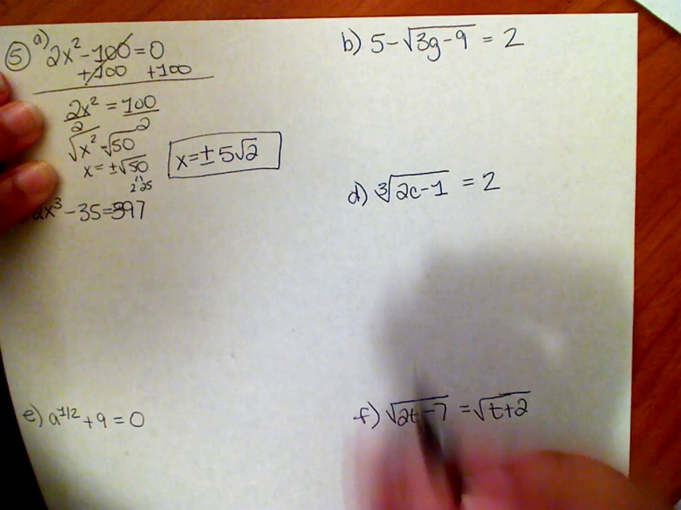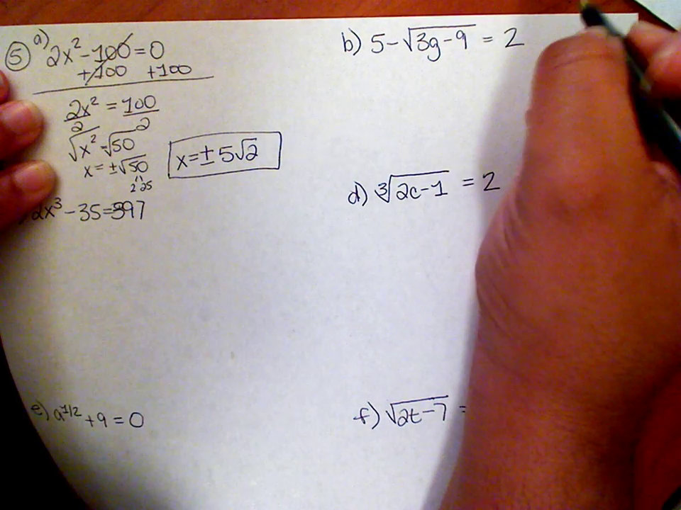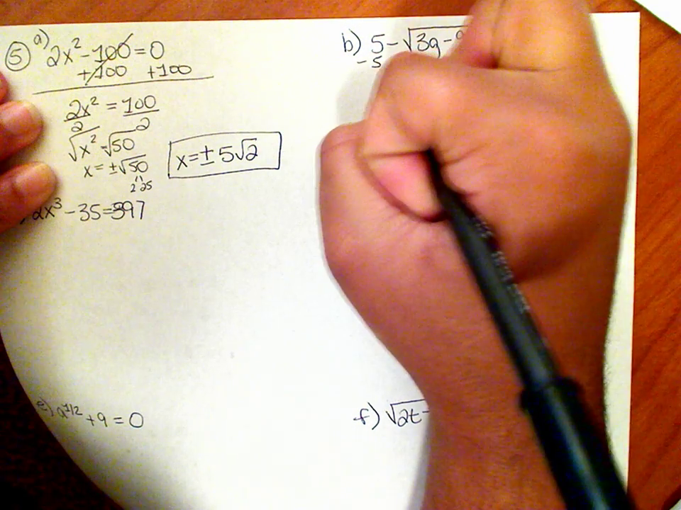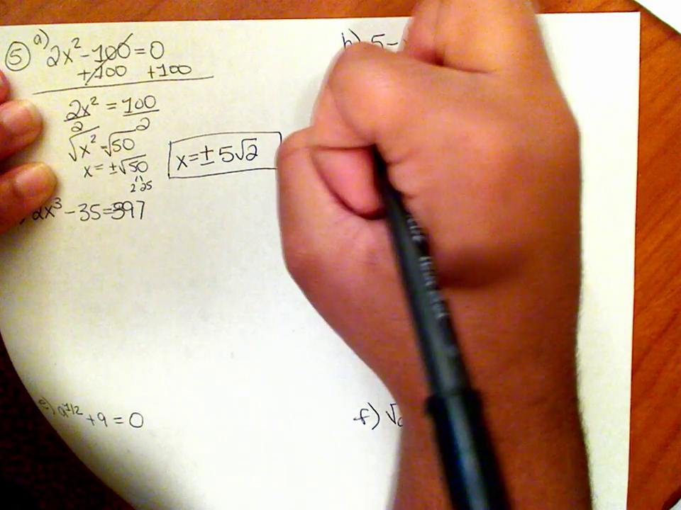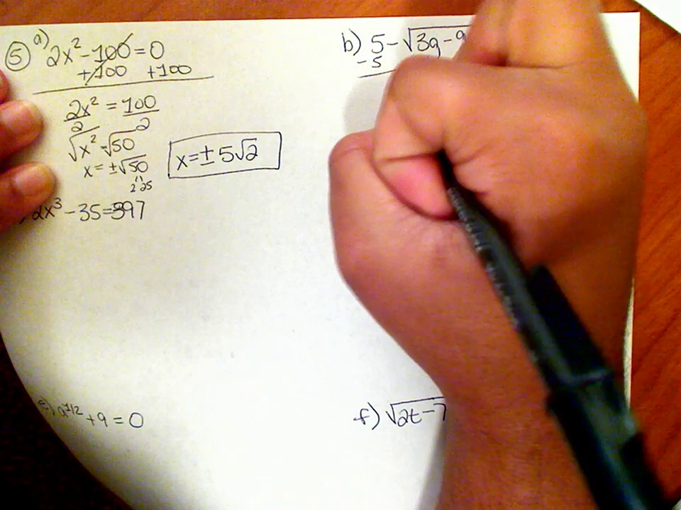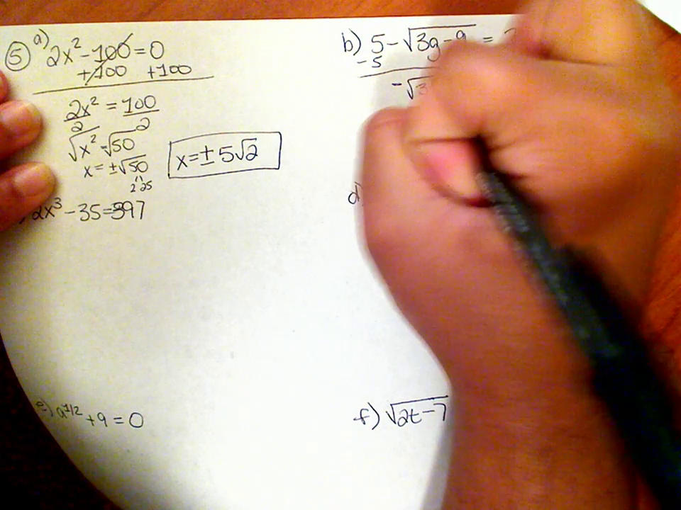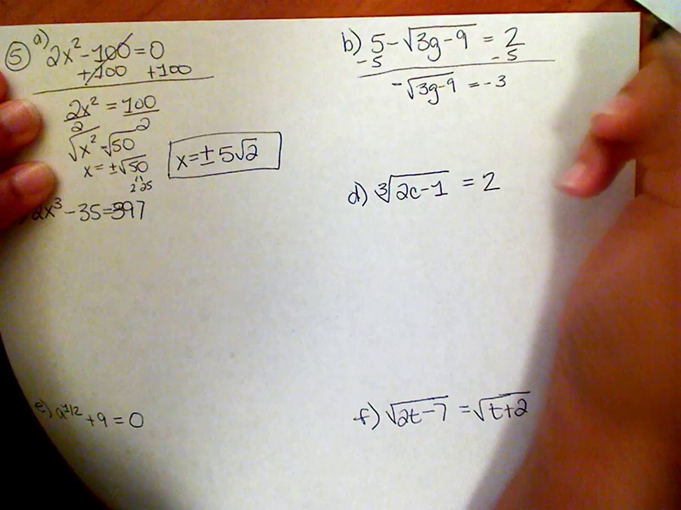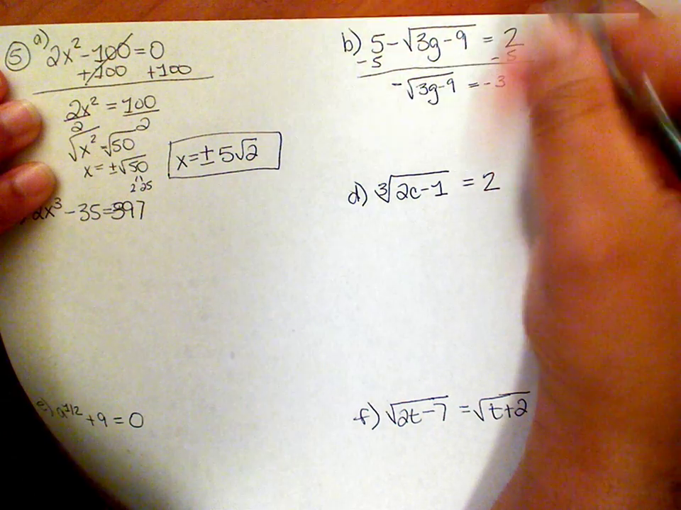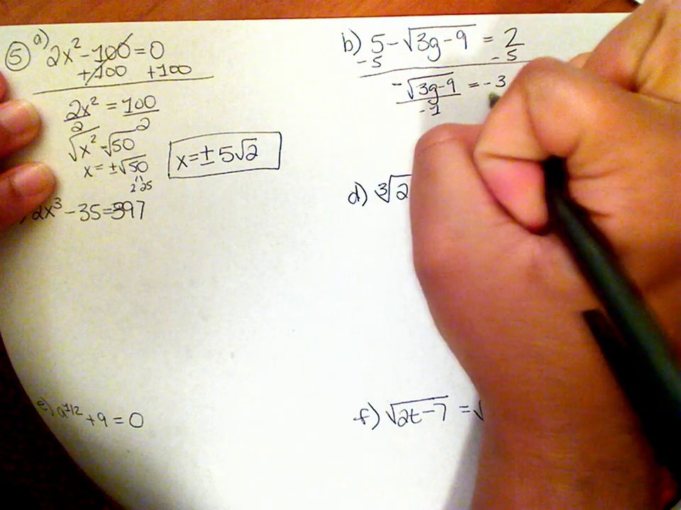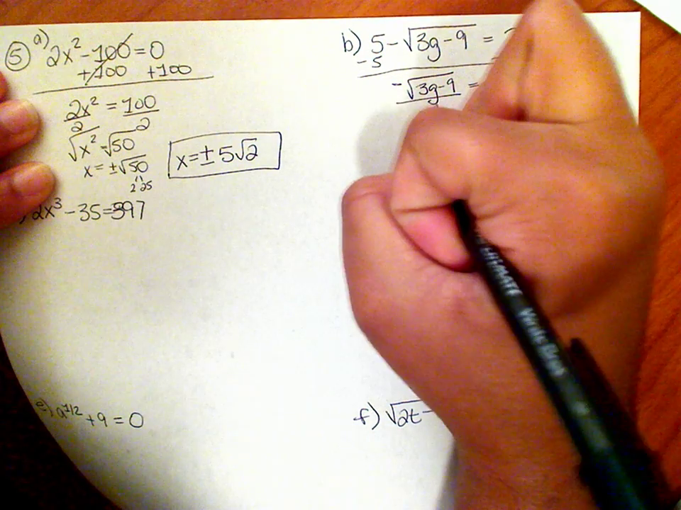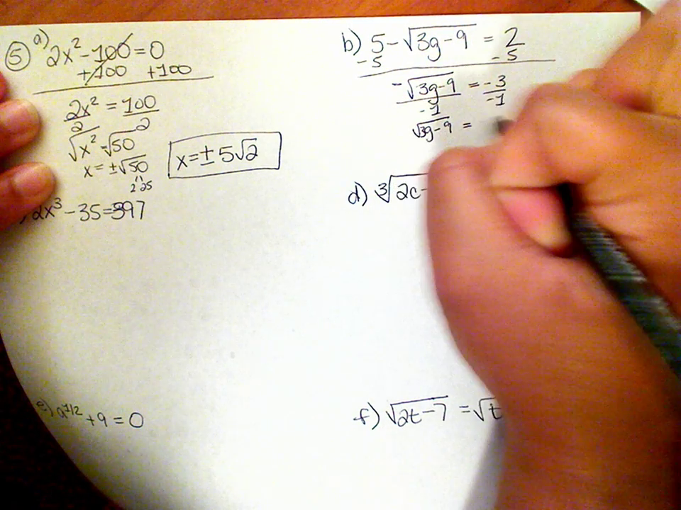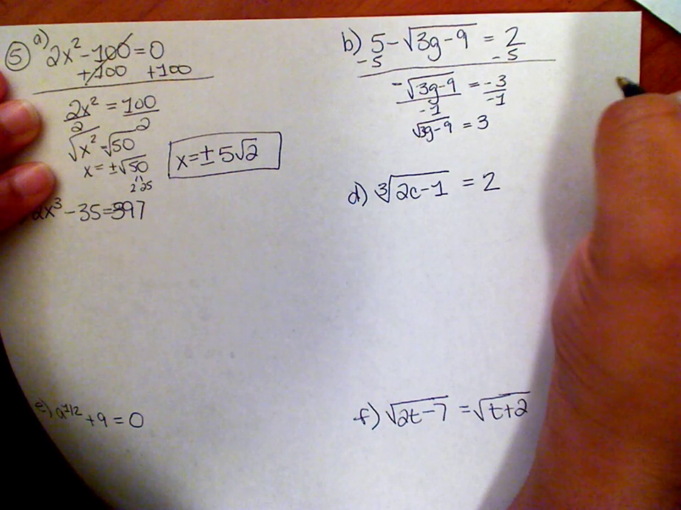So we would subtract 5 from both sides. So we'd end up with negative square root of 3g minus 9 equals negative 3. So we have a negative over here, so we're going to divide by negative 1. So then the square root of 3g minus 9 equals positive 3.